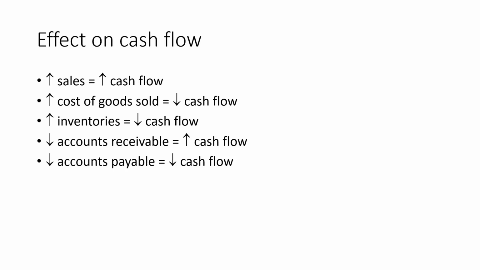So the relationship between sales and cash flow is positive, directly proportional. The relationship between cost of goods sold and cash flow is inverse. The relationship between inventories and cash flow is inverse. The relationship between accounts receivable and cash flow is inverse, and accounts payable and cash flow is direct. So we can say cash flow is a sum of directly proportional sales, inversely proportional cost of goods sold, inversely proportional change in accounts receivable, and directly proportional change in accounts payable.